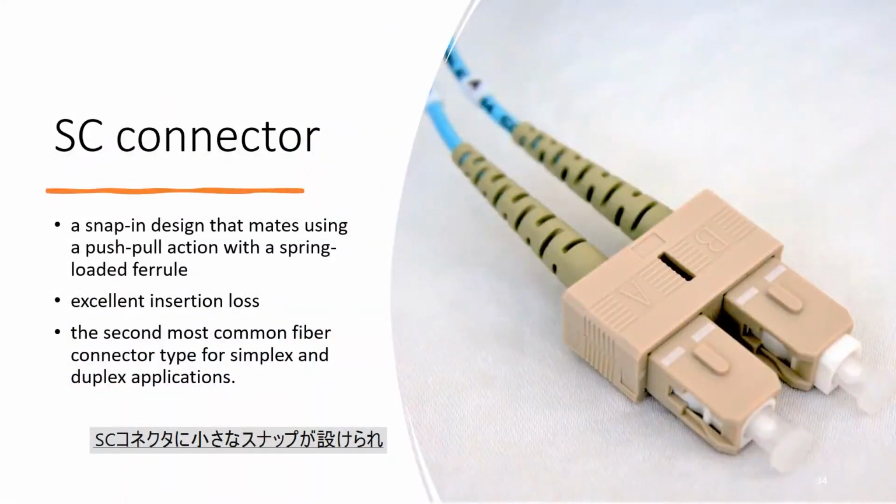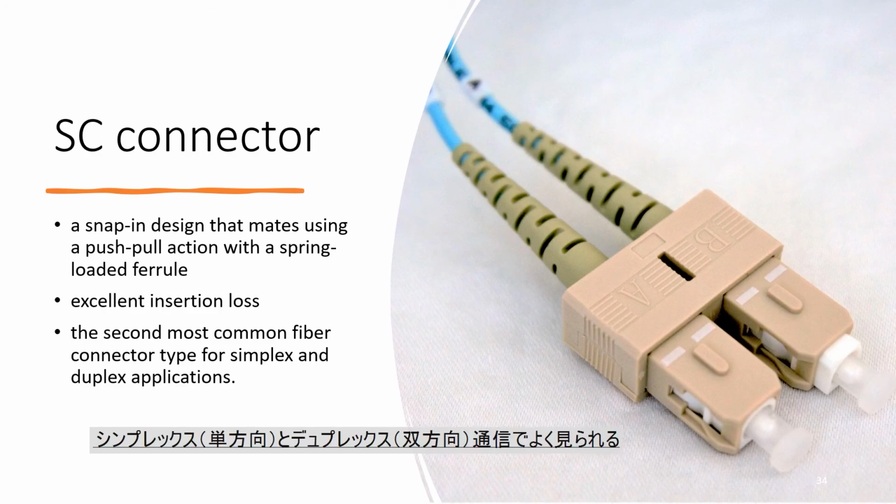The SC connector is a snap-in design that mates using a push-pull action. It has a spring-loaded ferrule. It has an excellent insertion loss. It's the second most common fiber connector, and it can be used for simplex and duplex applications.